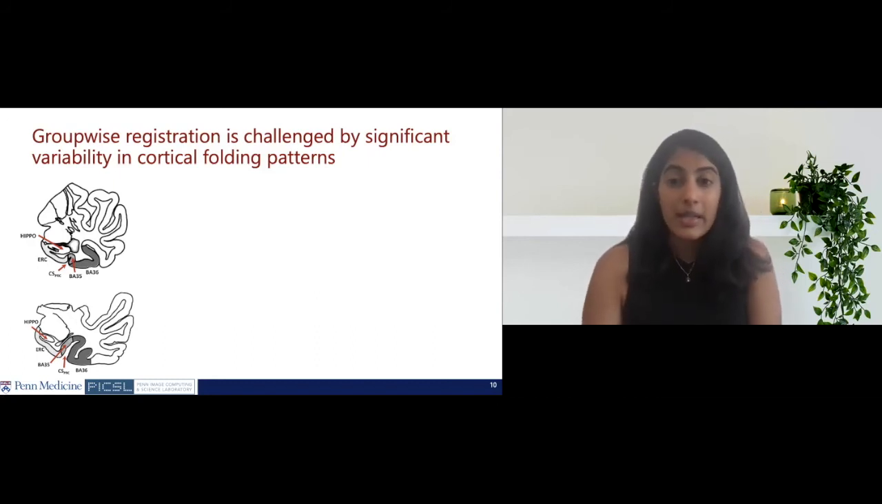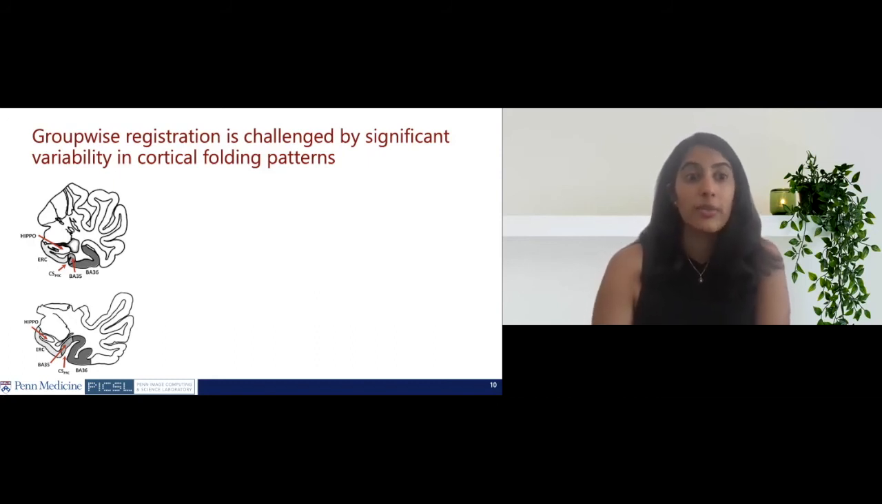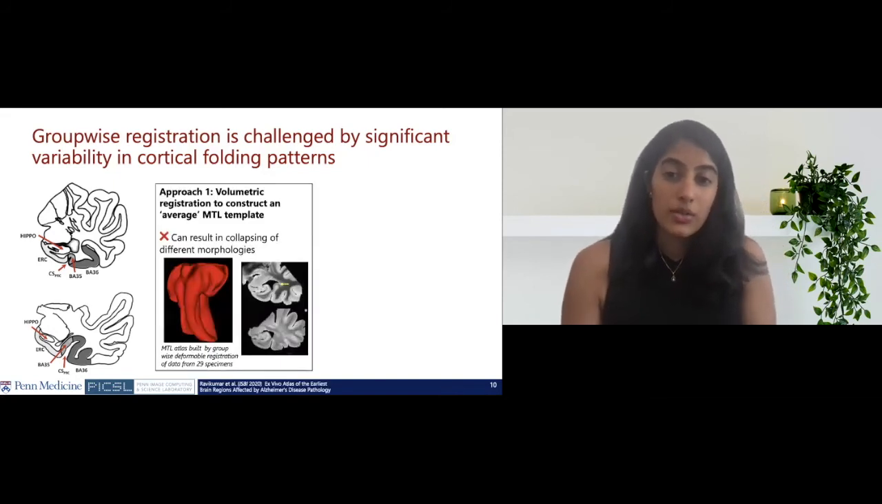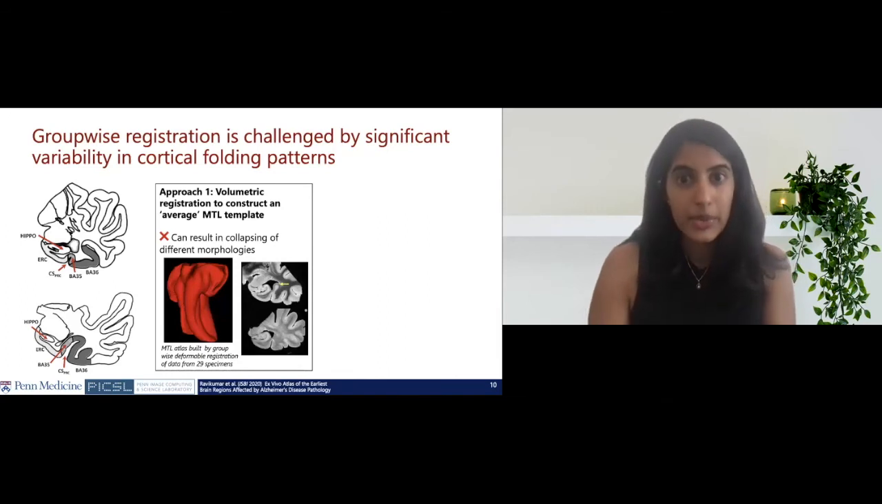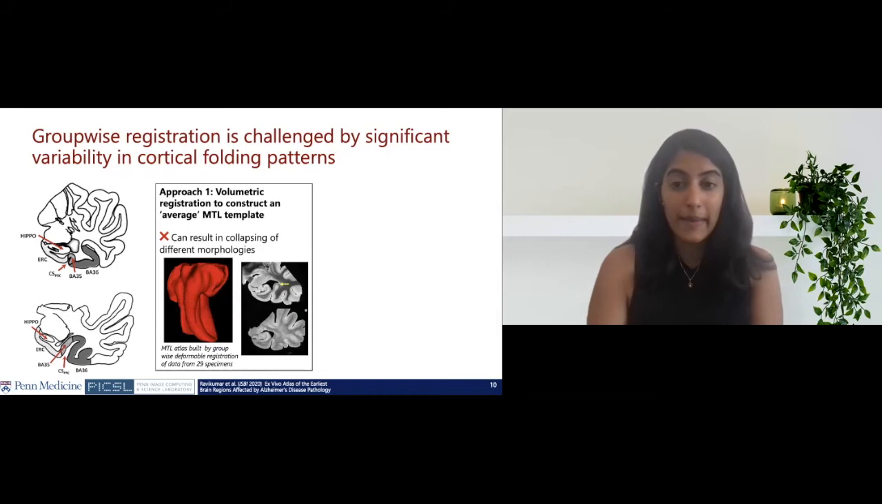The different folding patterns have also been shown to affect the location of the boundaries of MTL subregions such as BA35 and BA36. There are two approaches for aligning the MTL across specimens. Typically, the approach is to construct a template which captures the average shape of the MTL using a volumetric deformable registration pipeline. A big part of my work is focused on this approach.